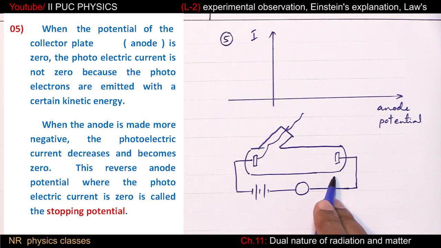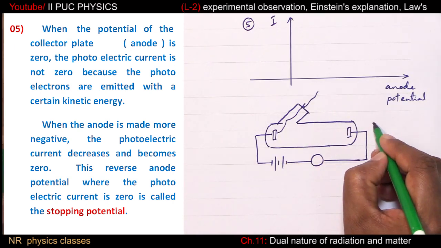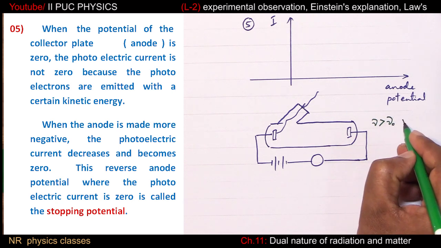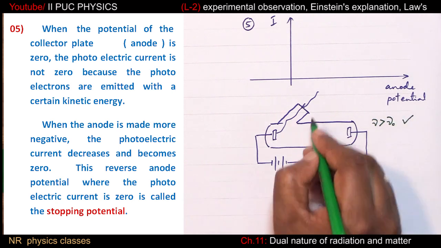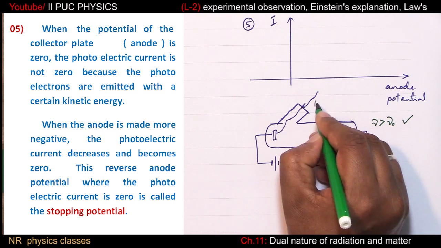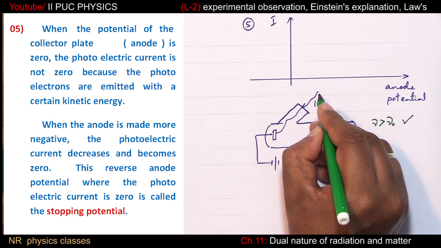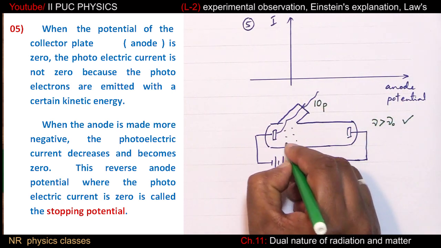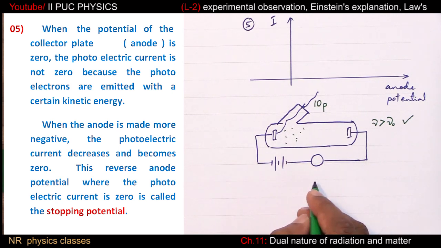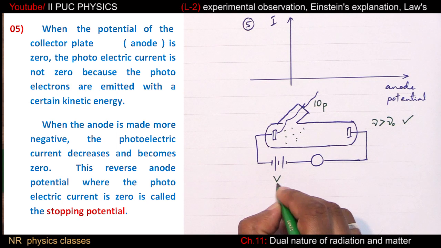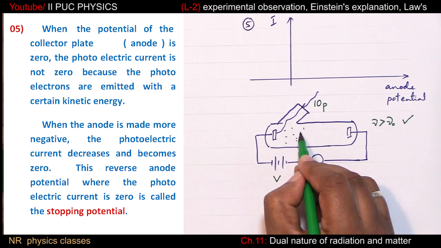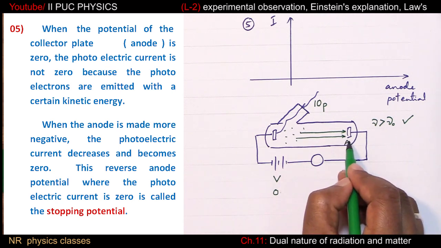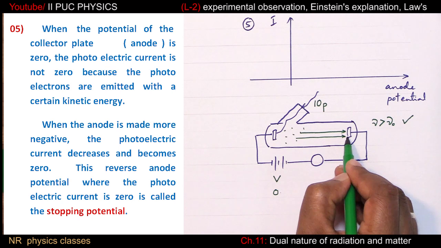This is the arrangement, isn't it? Assume frequency is greater than threshold frequency. So there is emission of photoelectrons. If 10 photons are falling, maximum 10 electrons are emitted. In the absence of applied voltage, 1 or 2 electrons will manage to reach the anode. So corresponding to this, there is small current.